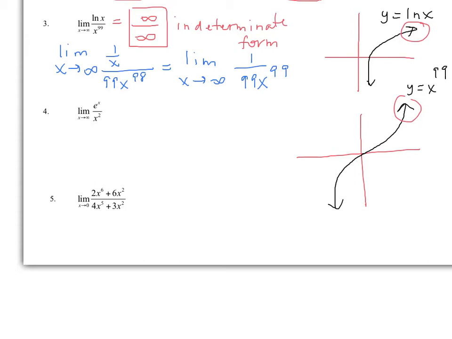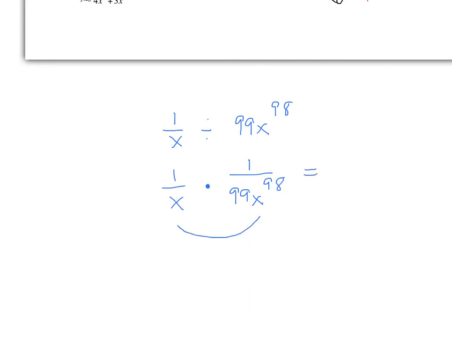And again, just to explain quickly how we got that. 1 over x divided by 99x to the 98th is the same as 1 over x times 1 over 99x to the 98th. And then when you multiply these two values for x, this is x to the first. This is going to become 1 over 99x to the 99th.